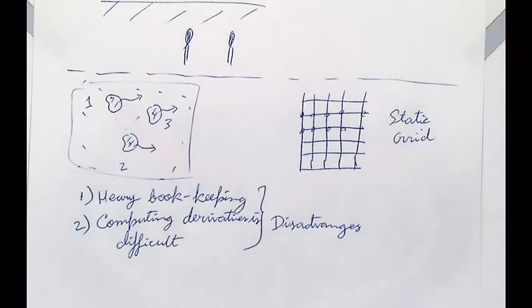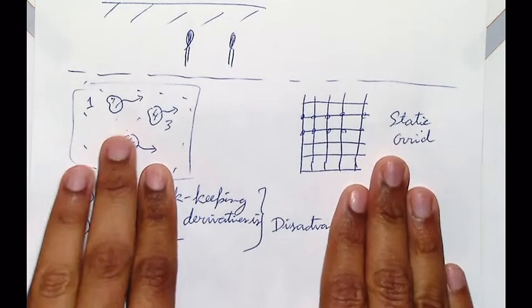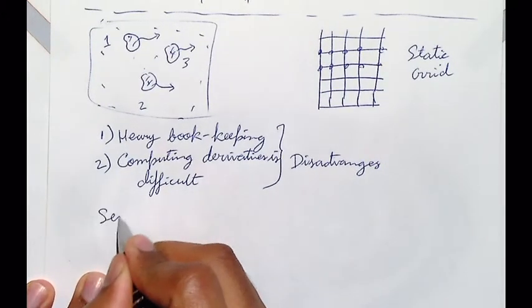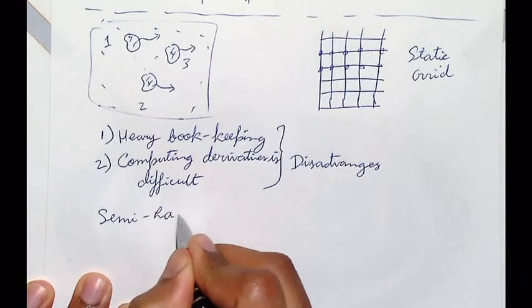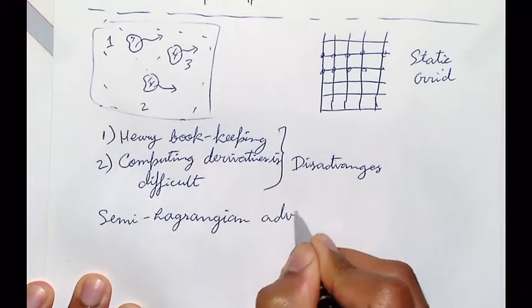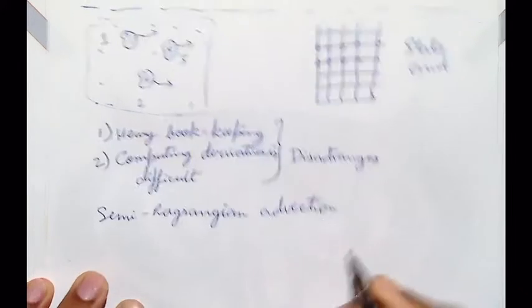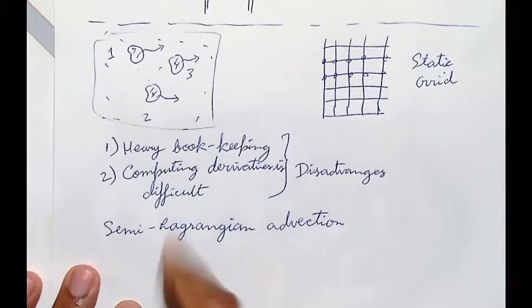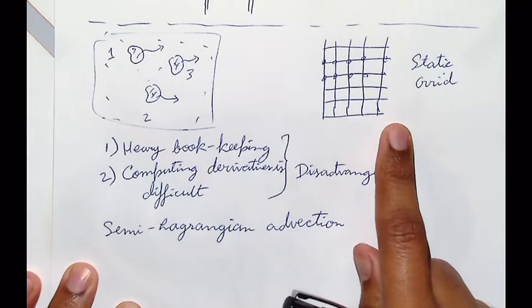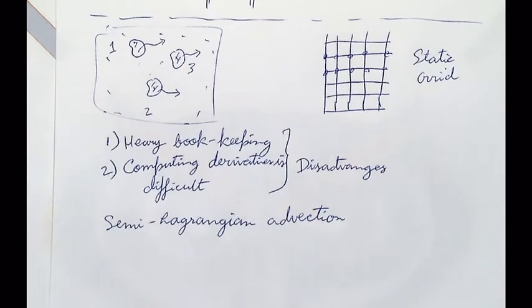We need to use a combination of this Lagrangian and Eulerian approach. And this is called semi-Lagrangian. It's semi-Lagrangian in the sense that you do this sort of tracking of a blob, but you also have a static grid at the same time. And if we consider what it looks like in practice, we can take a look at a few animations.